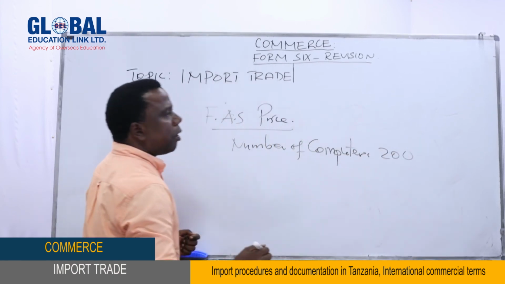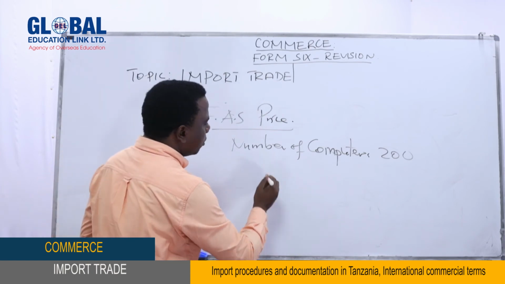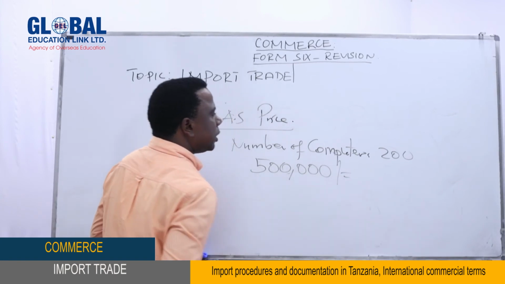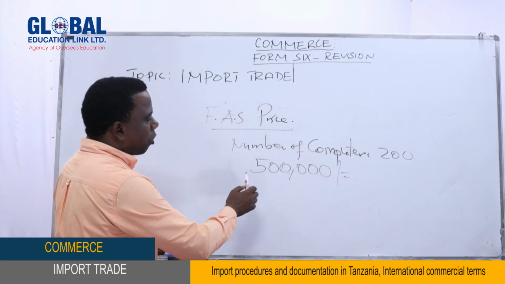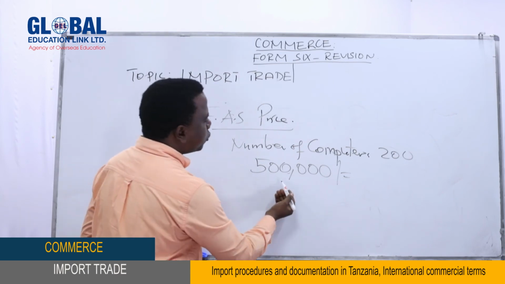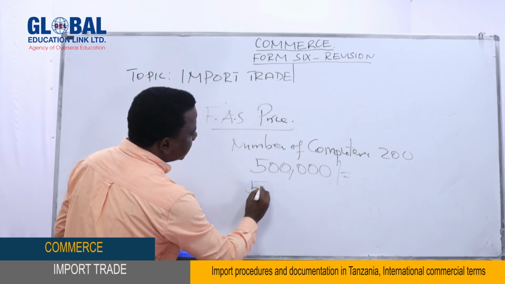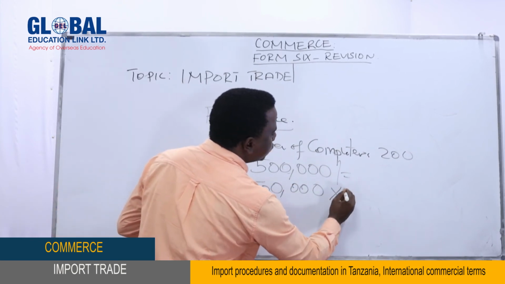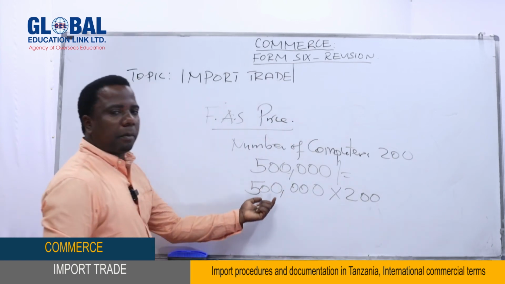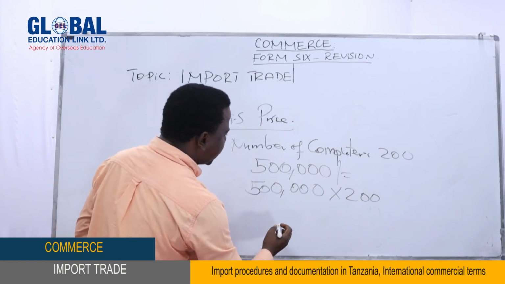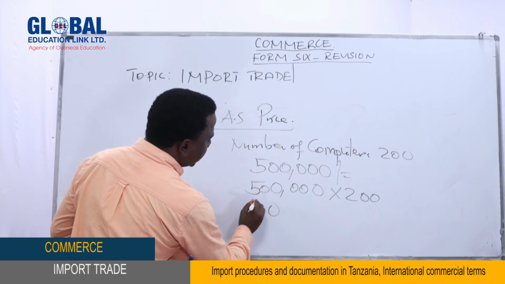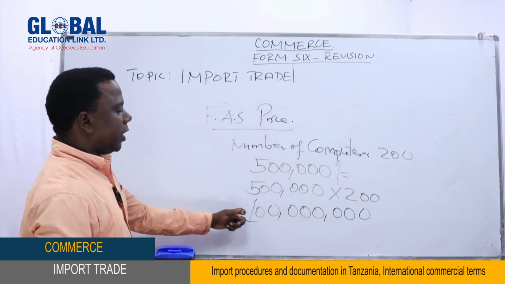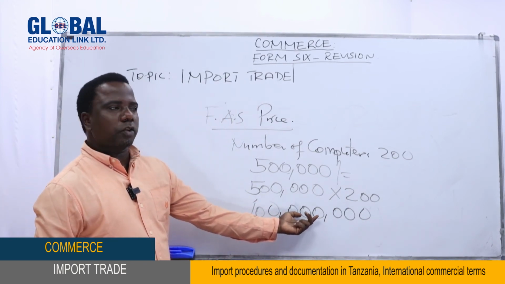$200. Now each computer costs 500,000. Now in order to get the cost of this computer, you have to multiply 500,000 times 200. Now this is simple mathematics. Here you get 100 million. Now this is the cost of the computers from the factory.